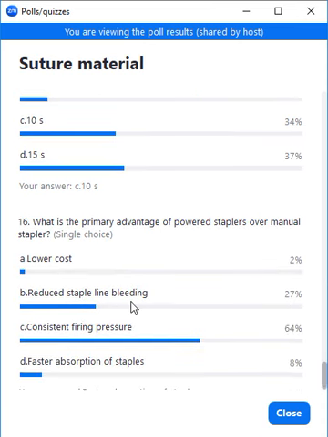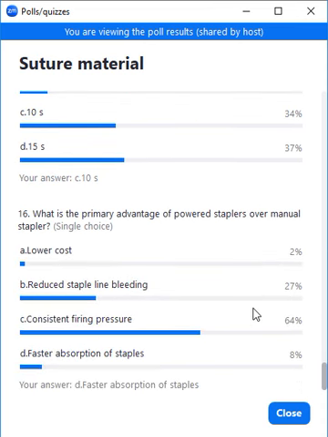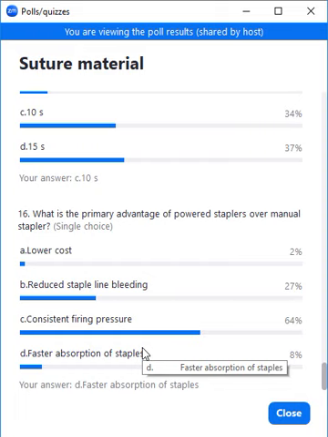Last question. What is the primary advantage of powered staplers over manual staplers? Option A, lower cost. Option B, reduced staple line bleeding. Option C, consistent firing pressure. Option D, faster absorption of staples. Correct answer is option C, consistent firing pressure. 64% students gave the correct answer.